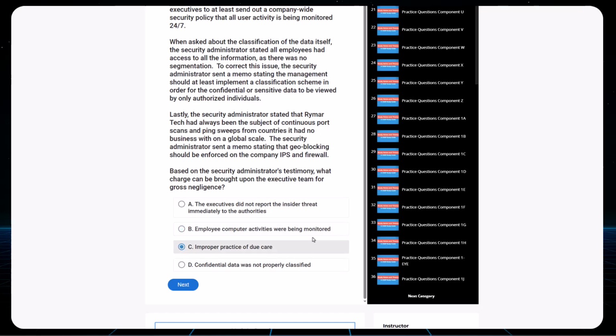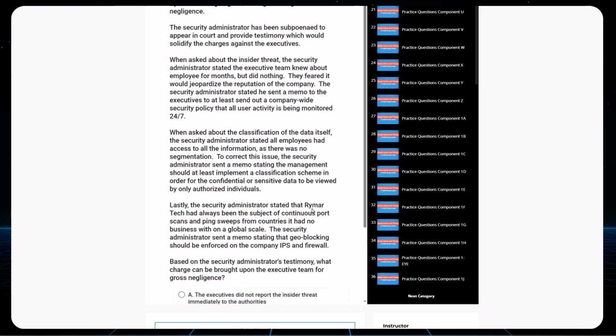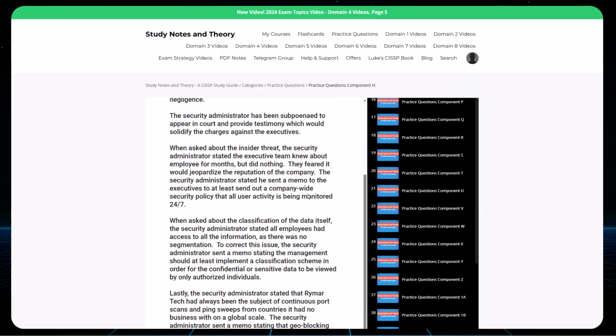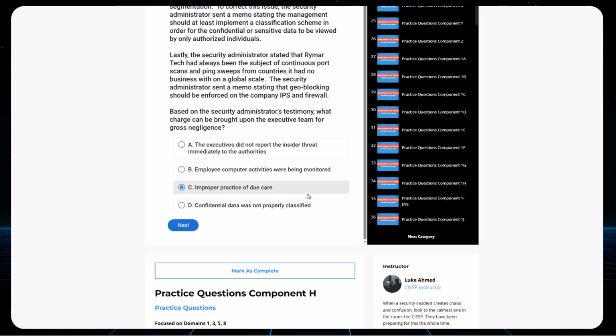I'm going to say it's choice C. And you know what? I could have also not read the entire thing, but I did. And it's about management not doing their job, which is basically not practicing due care. And that's an actual legal term, due care, like improper practice of due care. And here's the other thing, guys. Let me just quickly mention this is correct, right? This is correct?